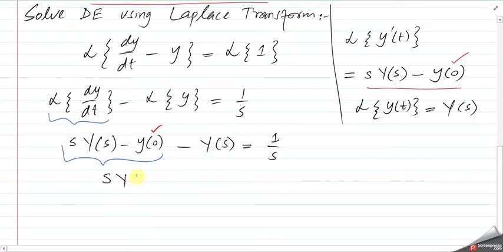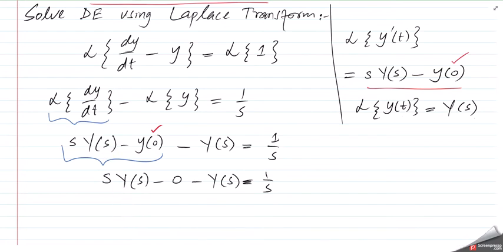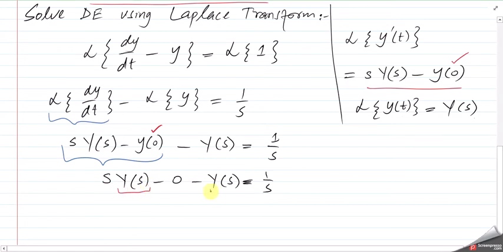s Y of s minus 0 minus Y of s equals 1 over s. Right. So Y of s is a function which we don't know but we want to find out. Here is Y of s and there is Y of s here. We can take it common. Y of s take common and we get s minus 1.